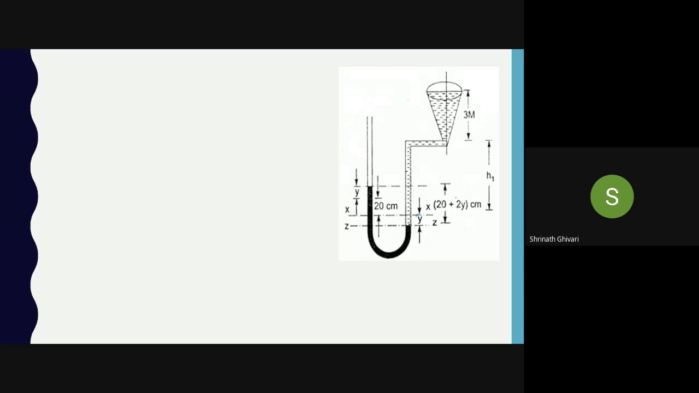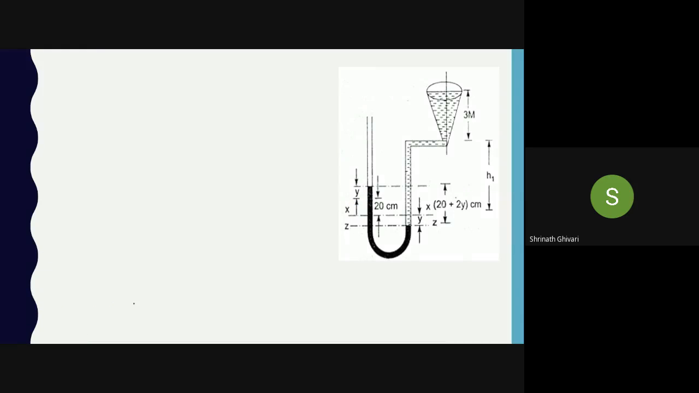It is just that whatever drop has happened here, the same rise has happened here. And what is the level of mercury? What has it changed? It has changed from 20 to 20 plus 2Y, because just the drop again, the last rise again, so double: 20 plus 2Y. Okay.